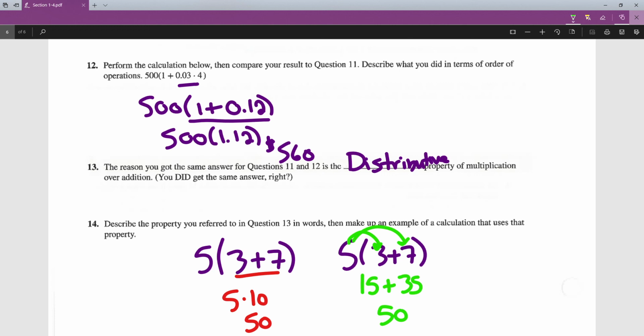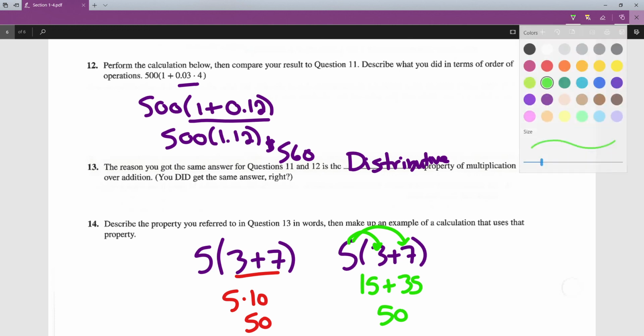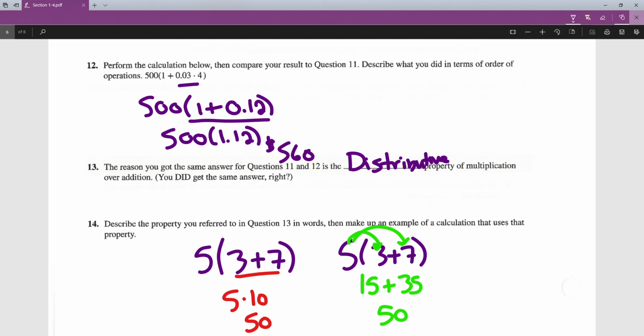Let's review real quickly the order of operations. I feel like we need to make sure you know it. Do it over on the side here. The order of operations, a lot of people remember it as PEMDAS. And what that means is parentheses come first, exponents, multiplication, and division. Neither one of those is more important.